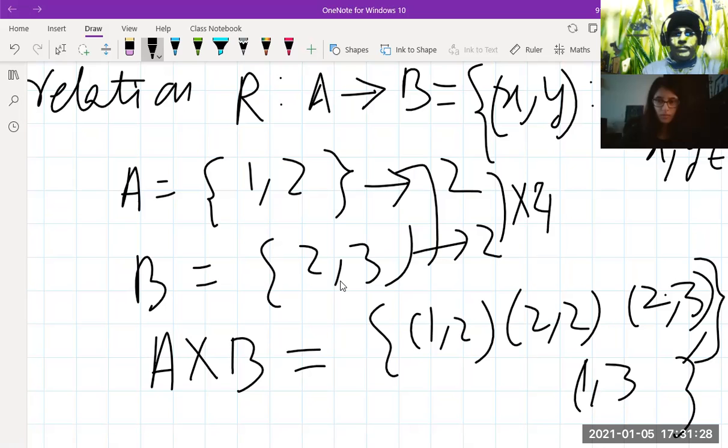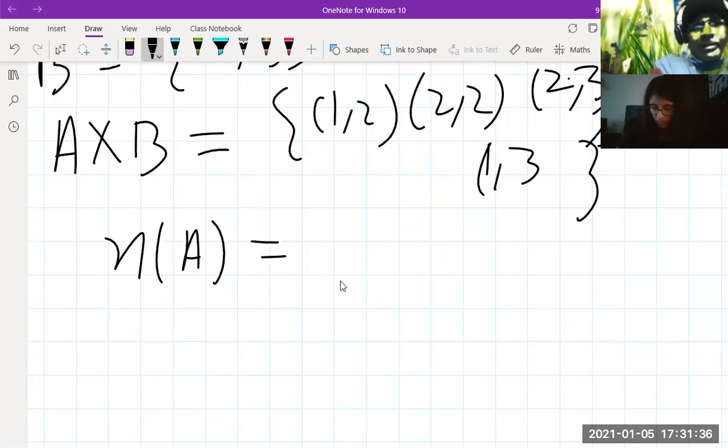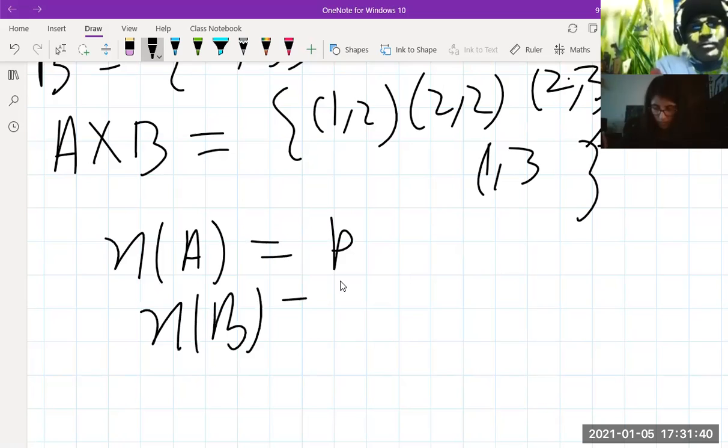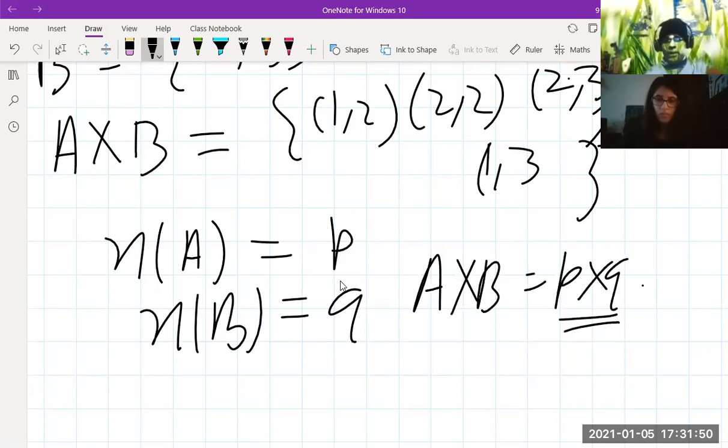Right, four. If the number of elements in set A is P and the number of elements in set B is Q, then the total number will be P into Q. So we are talking about the total number of Cartesian products. A relation is just a part of it, right?